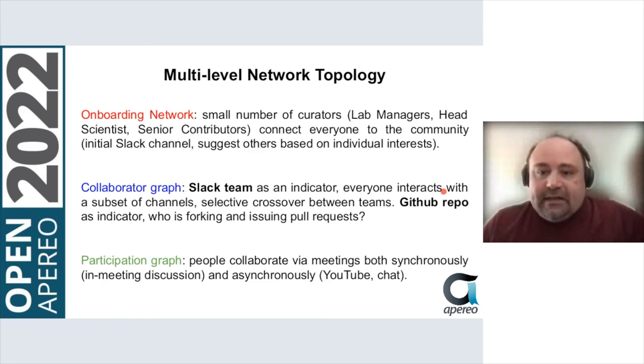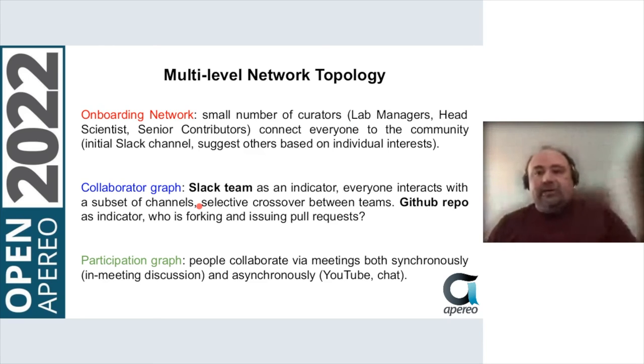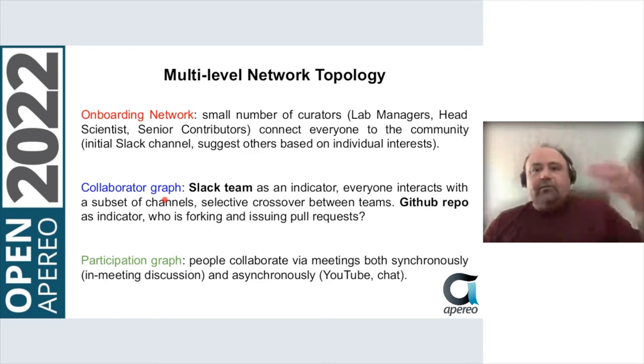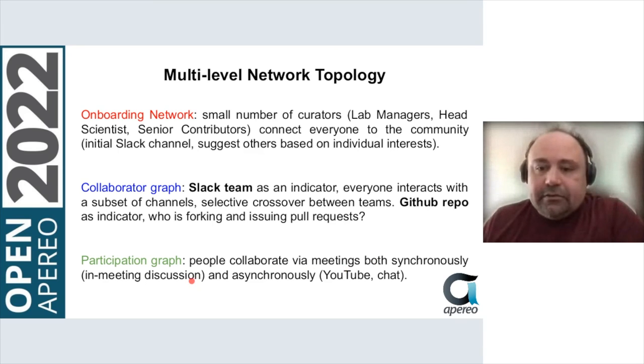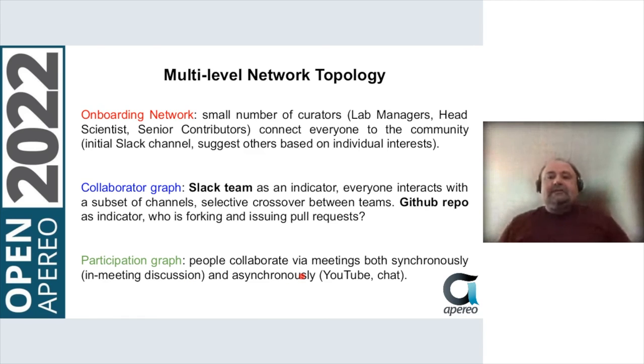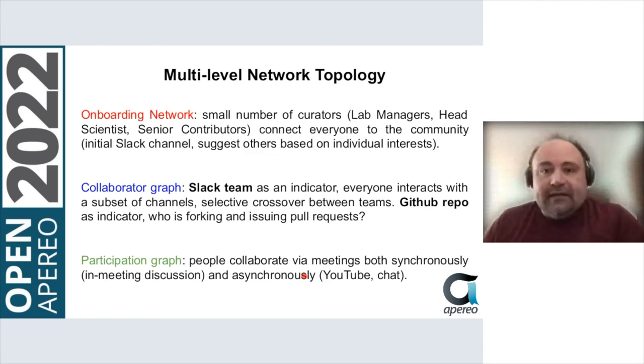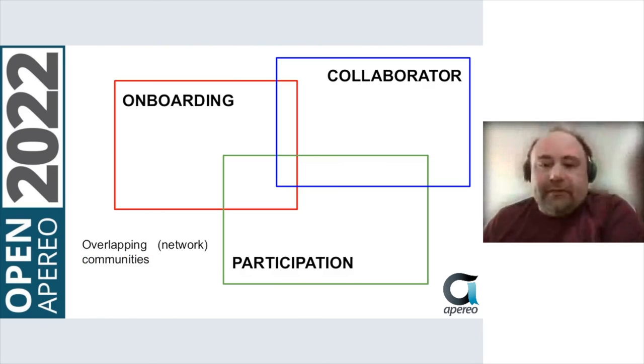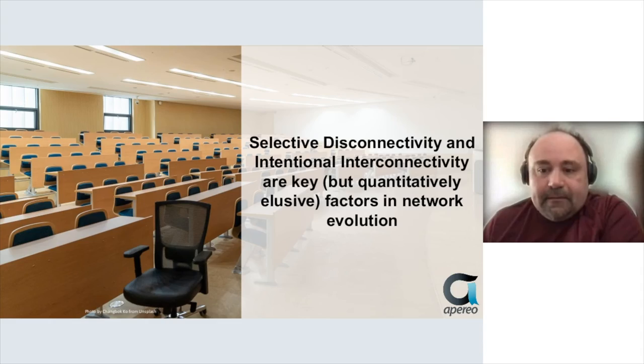We have these collaborator graphs, where we can use, say, a Slack team as an indicator where everyone's interacting with a subset of channels, and we get maybe a similar signature. I'm not really sure. But we have these onboarding networks, collaborator graphs, and then a participation graph where people collaborate spontaneously through meetings or through asynchronous and synchronous discussions. We haven't really looked at that as much, but they have a similar signature. I'm not going to include the graph in this talk, but just take my word for it that they all look very similar. So you can combine these networks in different ways as well. And this is an example of the overlap in some ways, and some ways they don't.